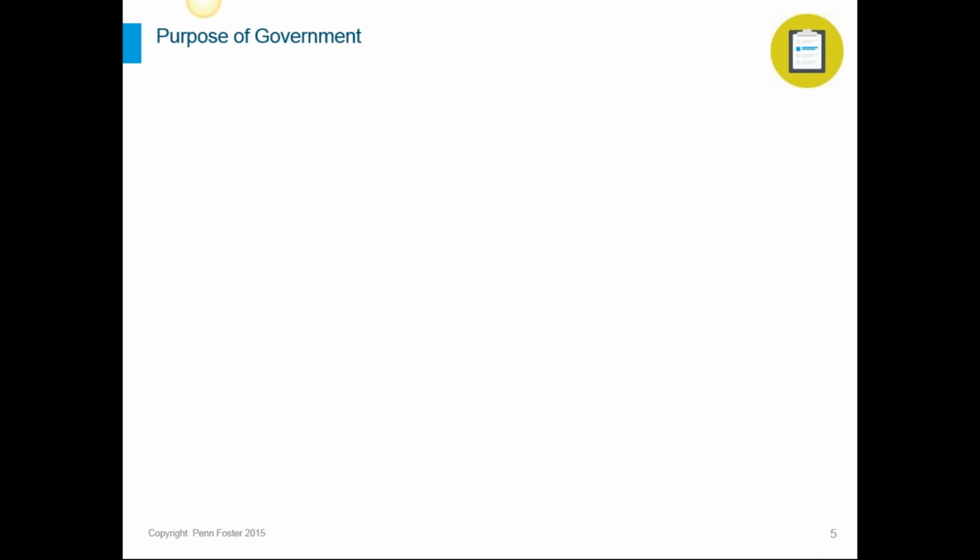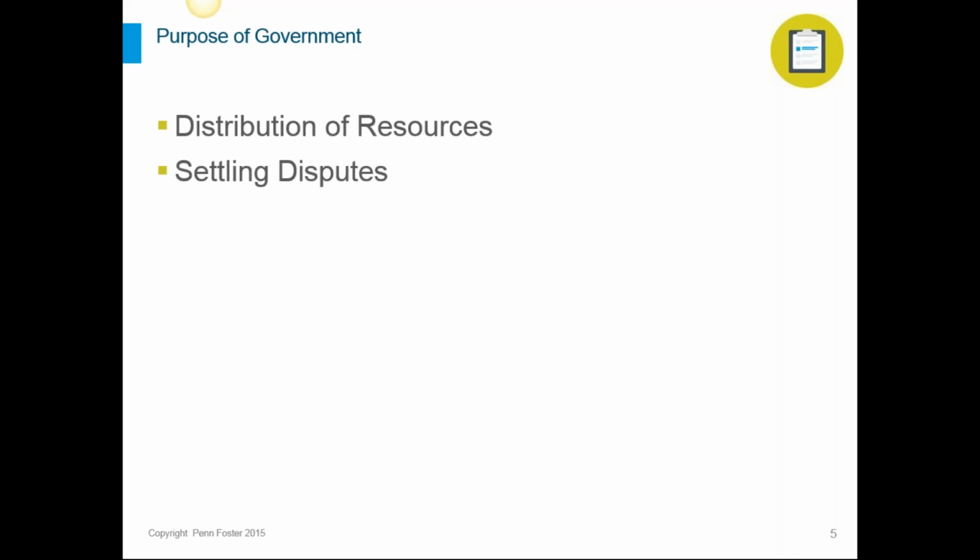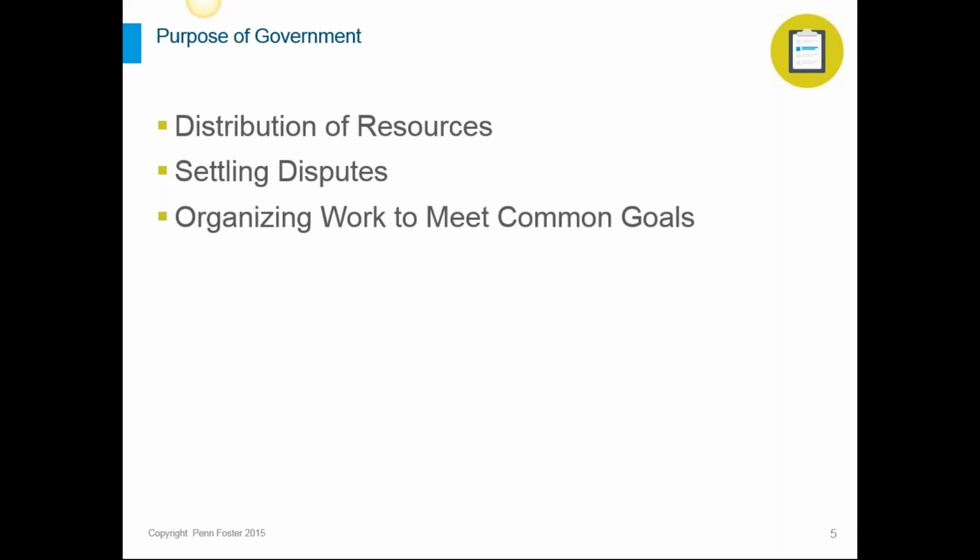The first thing I want to cover is the general purposes of government. The reading assignments go over essentially the big three: the distribution of resources, settling disputes, and organizing work to meet common goals. Every government has these essential purposes. They certainly do them in different ways, and they are more influenced or more interested in certain things than others, but they all have these general purposes.